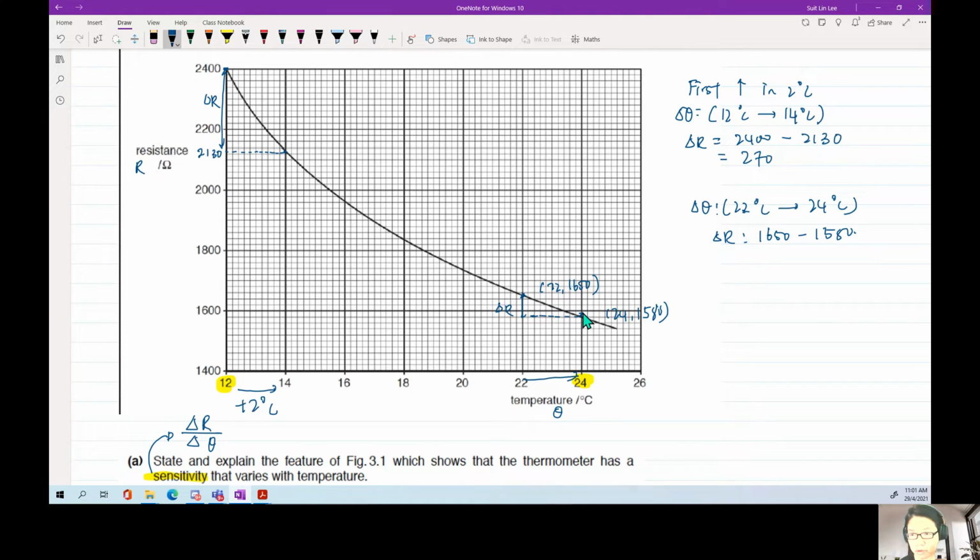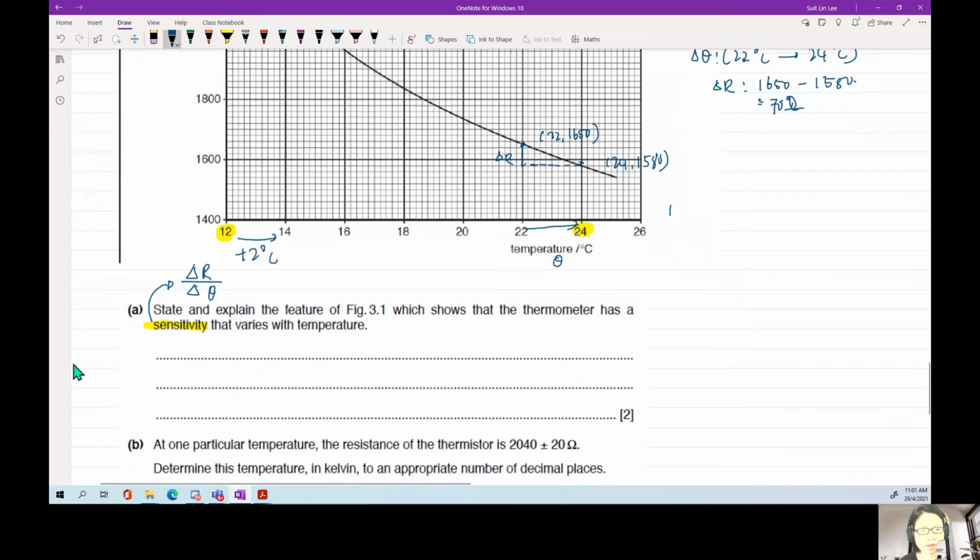But if you need numbers, I write numbers for you. Sometimes they need you to put numbers. This is 70. Okay, so this is because the gradient of the graph is decreasing. And you can see, for the first 2 degrees, it's very sensitive. The resistance will drop by 270, so it's very sensitive. I can create a lot of markers in between here. But from here to here, it's not as sensitive already, because when the temperature changes by 2, the resistance only changes by 70. Okay, so you could say that the sensitivity varies with temperature.